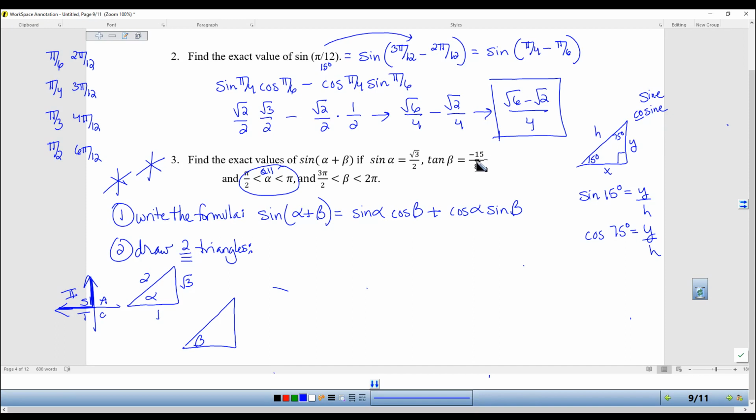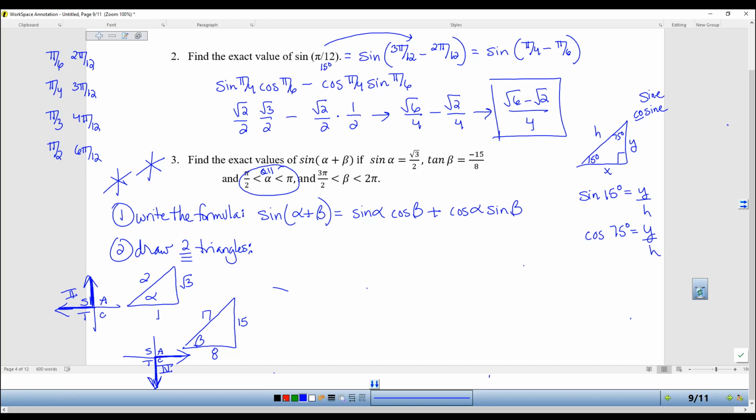So tangent is opposite over adjacent. And this is a Pythagorean triple that we don't use as often, but it's 8, 15 if you use the Pythagorean theorem, 17. They told me that this one is between 3 pi halves and 2 pi. So I'm in quadrant 4. Now, some people would actually draw this in quadrant 4. That's fantastic. I don't draw it in quadrant 4. I just know that that's going to affect my forecast.